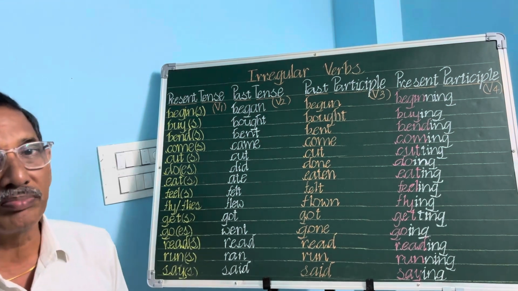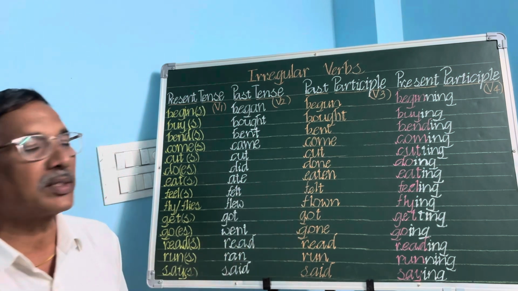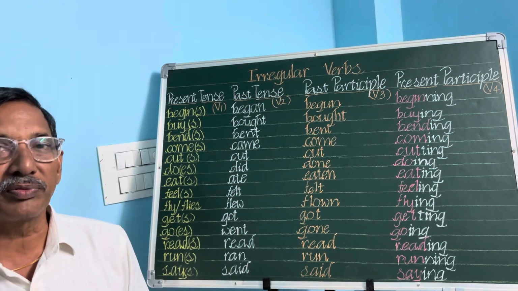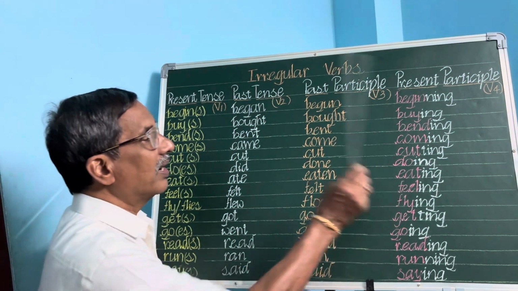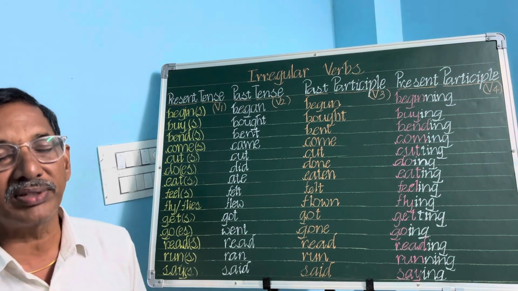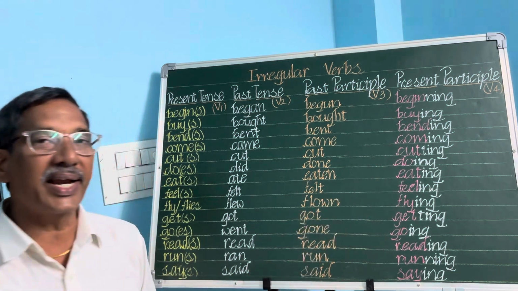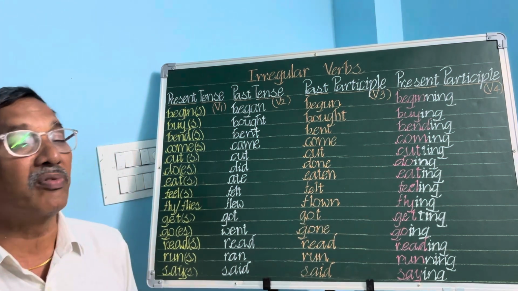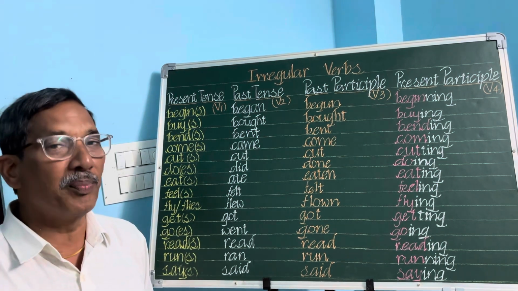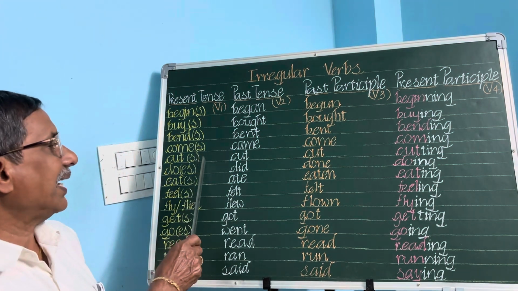And next one is come. The s form is comes. Past tense form is came and the past participle is come. And the present participle V4 form is coming, as we have already talked. While adding ing to a verb, if the verb has e in the end, the e is omitted. So coming.